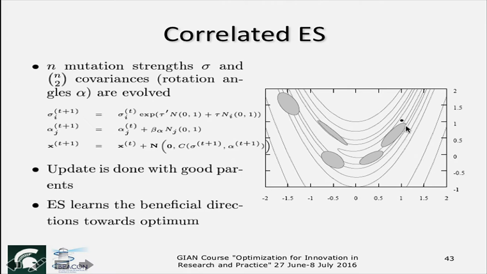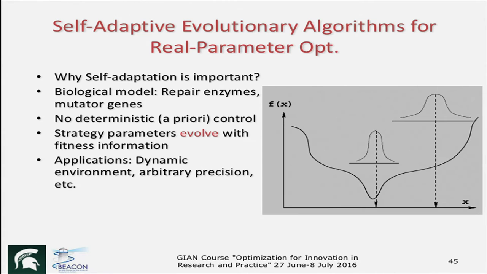So your correlation says that if you go along these directions, you are going to have a much better increase or drop in the function value. So in this method, they are learning all the sigma and all the correlation coefficients, they call covariances, through the operations of the algorithm. So this is a bit more complex, but it can solve this kind of problem nicely, the correlated problems. Again, I'm just giving you a hand-waving argument here. For details, you have to look into the literature.